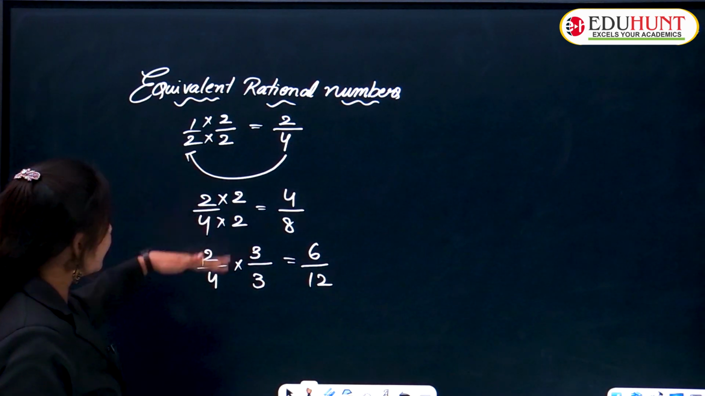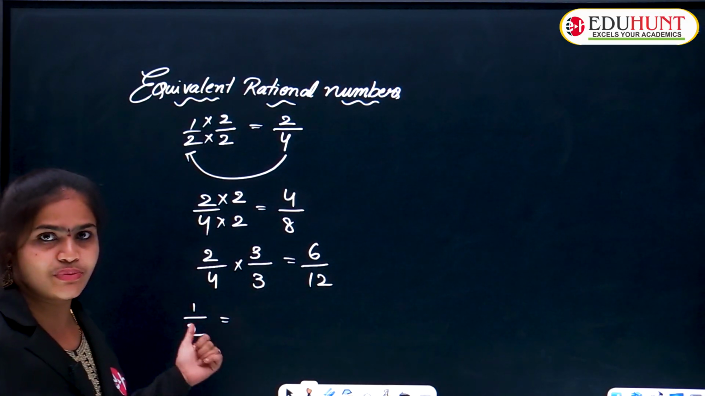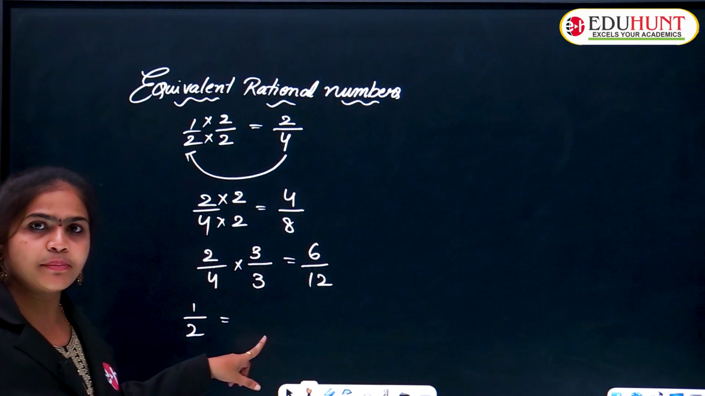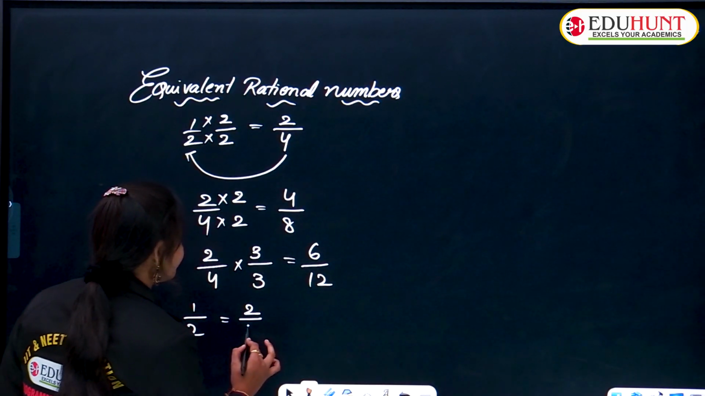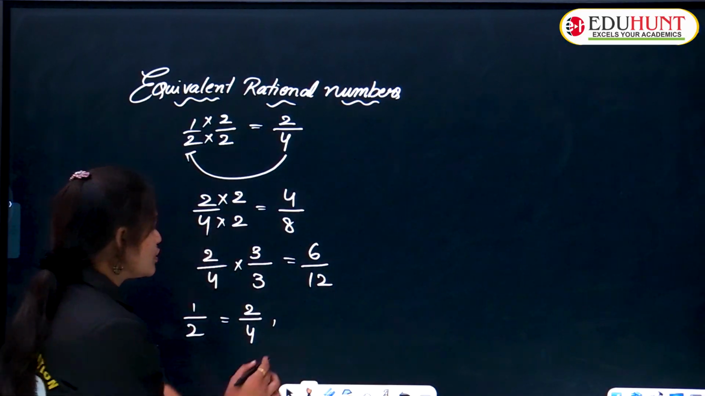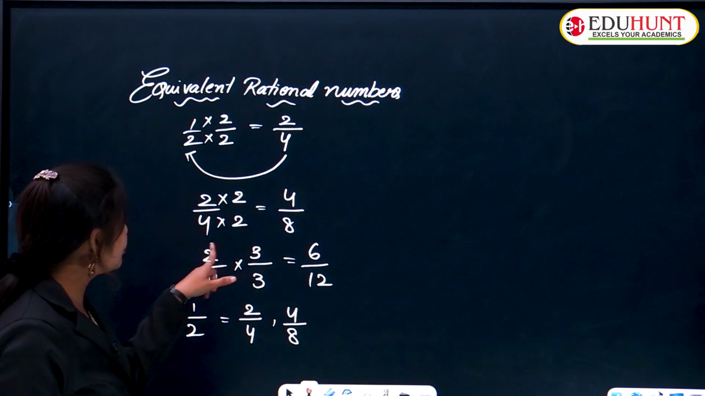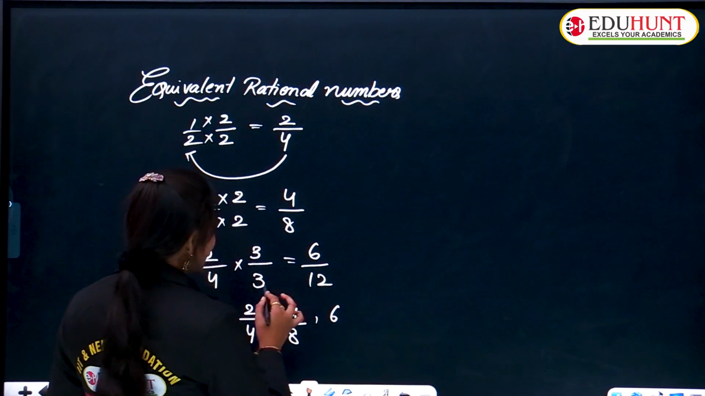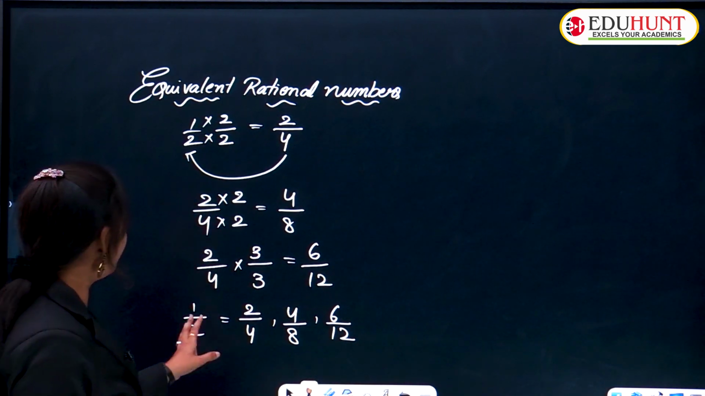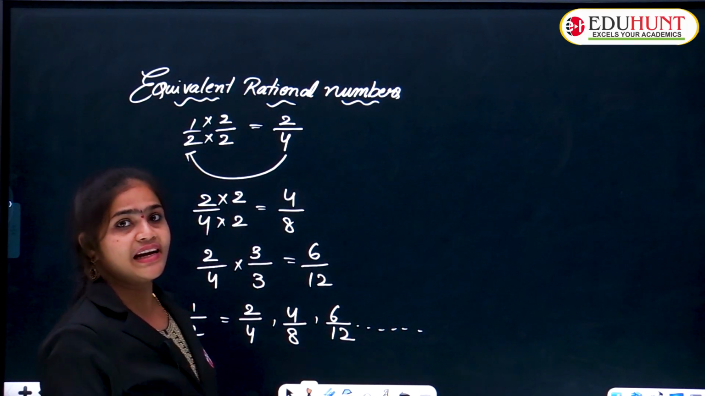Here, the rational number we took is 1 by 2. 1 is multiplied by 2, 2 is multiplied by 2, and we got 2 by 4. After that, 2 by 4 is multiplied again by 2: 2 2's 4, 4 2's 8. Again we took 2 multiplied by 3, 4 multiplied by 3, and we got 6 by 12. Now 2 by 4, 4 by 8, 6 by 12, these all are equivalent rational numbers of 1 by 2.